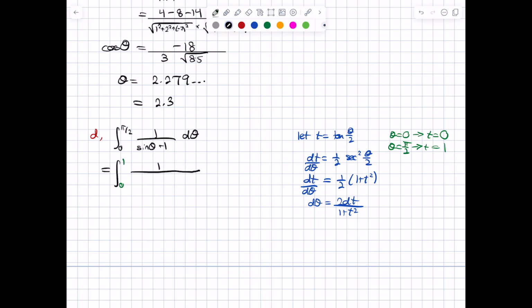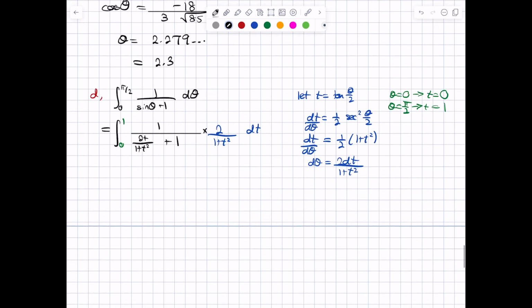1 divided by sine theta. I'll now replace that with its t result, which is 2t on 1 plus t squared plus 1 times d theta, which I can now replace with this. So that's going to be 2 on 1 plus t squared dt. Okay, and we are multiplying those. So I'm going to multiply that denominator by the 1 plus t squared, and let's see what we get.